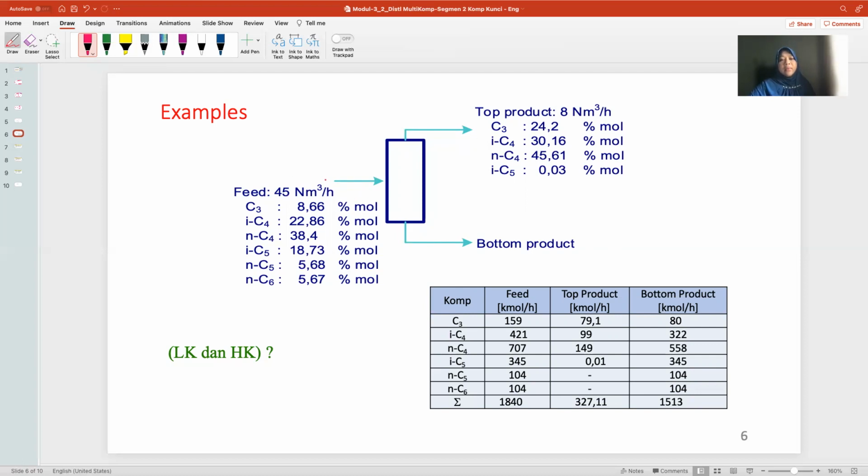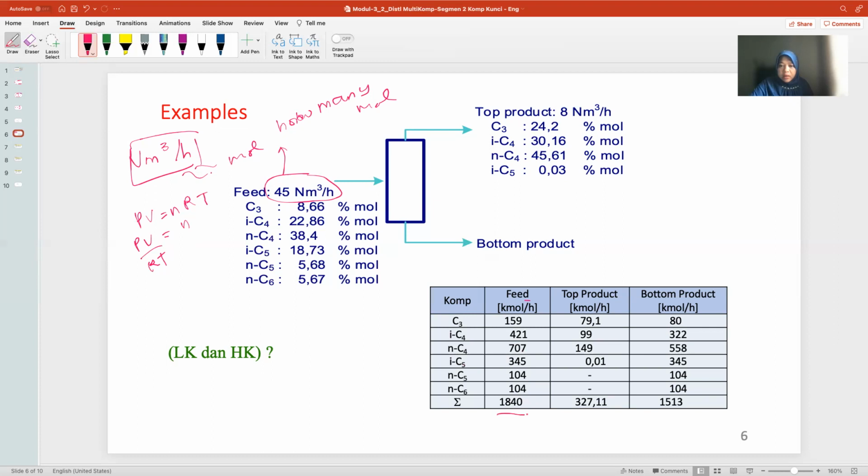If it is volume, then you can convert it into mole percent or how many kilomoles per hour. So here for the feed, you change it to how many moles. What is normal cubic meter per hour? Check thermo again. That is equal to how many moles using PV = nRT. You have R, you have P and T at normal conditions, and then you get the volume, and then you get n. Then the feed is actually 1840, based on the calculation, but if you're curious, you can check the calculation again.